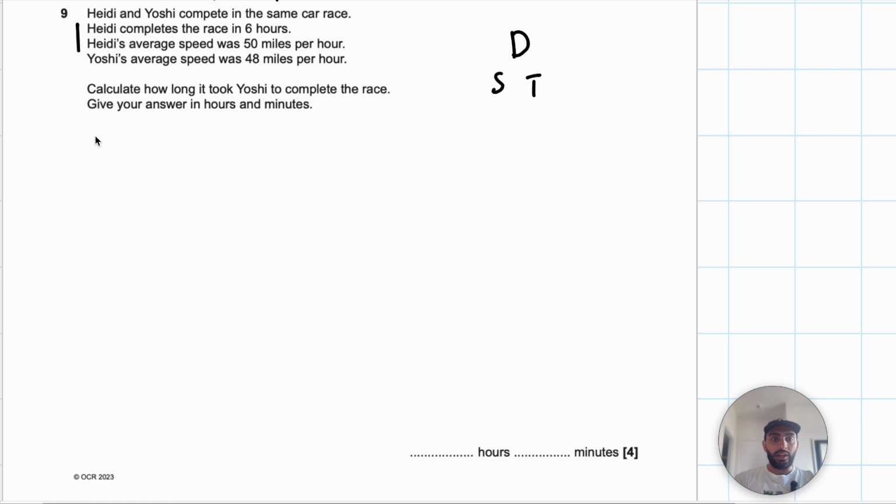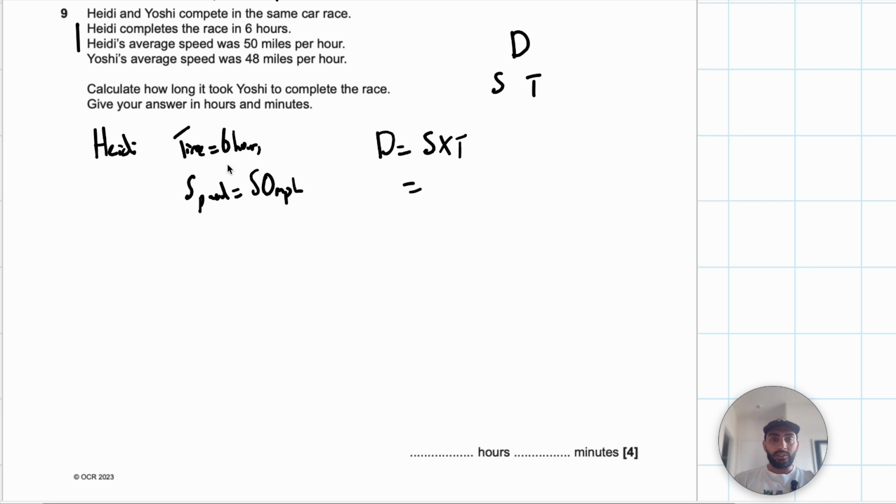Let's first consider Heidi. Here we've been given the time, which is 6 hours, and we've been given the speed, which is 50 miles per hour. Because we have time and speed, we're going to need to find the distance. So distance is equal to the speed multiplied by the time. So 50 multiplied by 6 gives me 300. So the distance here is 300 miles.